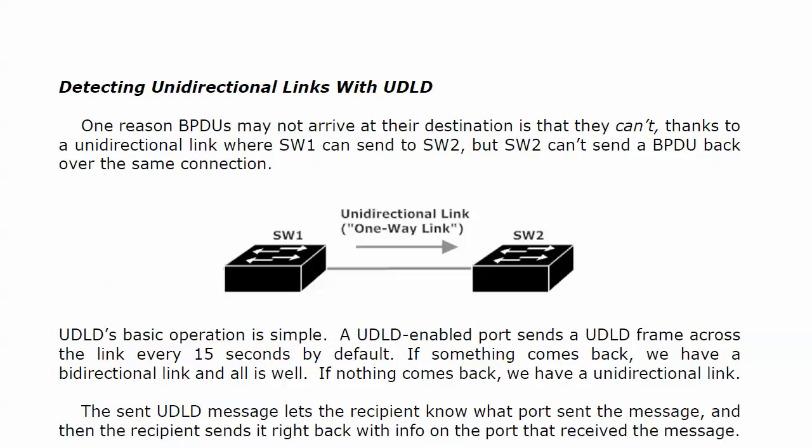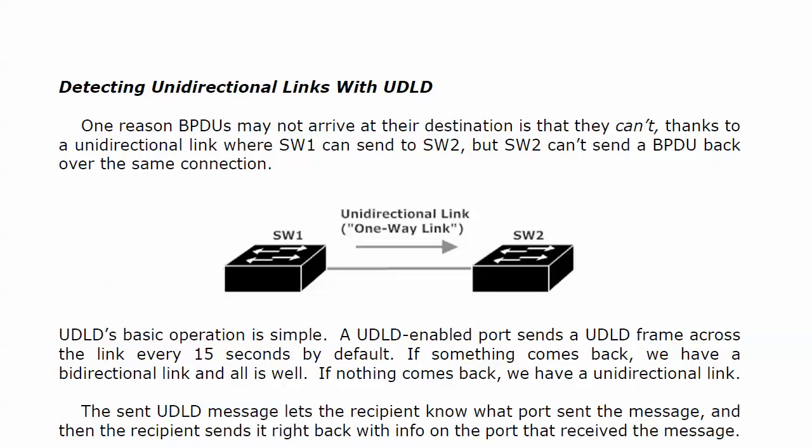In the last minute or so of the previous video, we saw an example that gave us another reason BPDUs may not arrive at their destination. And it wasn't a down cable, it was a unidirectional link where A could send to B, B can't send to A, or as I've got on the board here, 1 can send to 2, but 2 can't send a BPDU back to 1. UDLD helps us detect this.